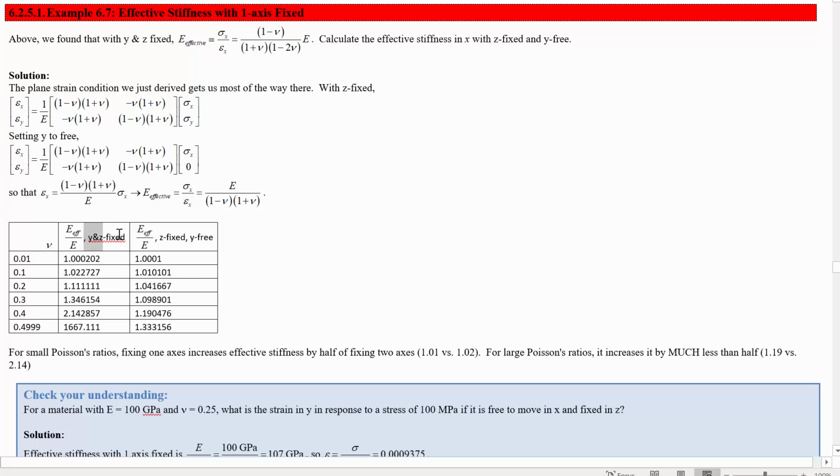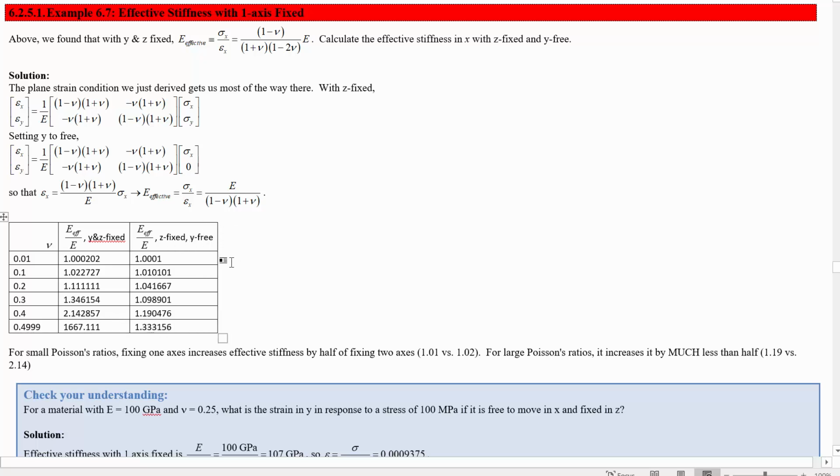So if you have y and z fixed, then in the x direction we have this relationship, which gave us this 1700 times for a Poisson's ratio of 0.5, or of nearly 0.5. If it's exactly 0.5, it's infinitely more stiff if the other directions are fixed. Now, if just one of them is fixed, it's not nearly as dramatic, but it is still stiffer than it would have been if they were both free.